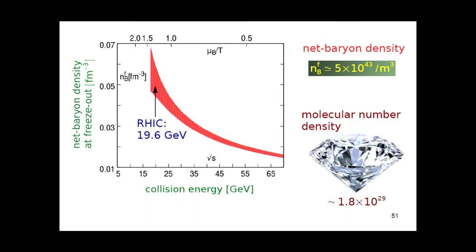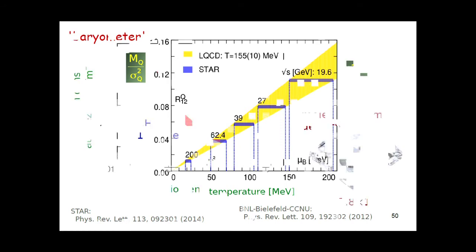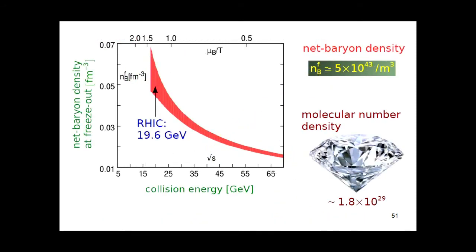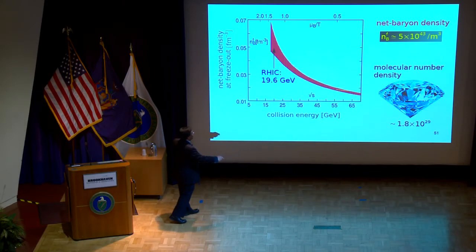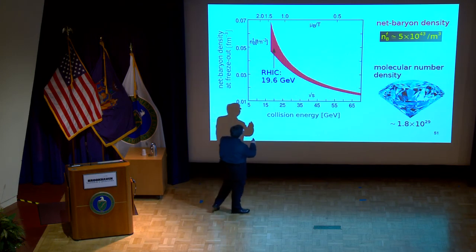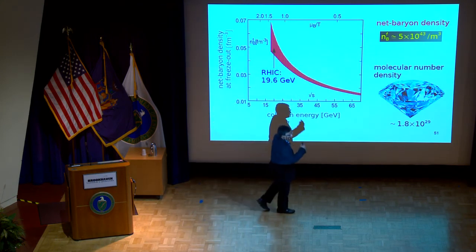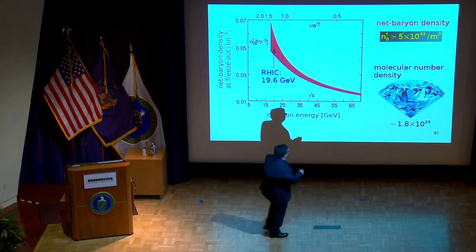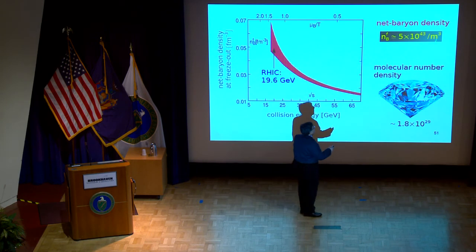As I promised, one can make a one-to-one correspondence between the baryon density and the chemical potential. So once I know the chemical potential here, I can calculate the baryon density at the freeze-out stage where we observe, for different collision energies. So this is the lattice QCD calculation for the baryon density at freeze-out for different collision energies corresponding to RHIC. Here is a RHIC collision at 19.6 GeV. The net baryon density, the baryon minus antibaryon density, is of the order of 10 to the power 43 net baryons per meter cubed.